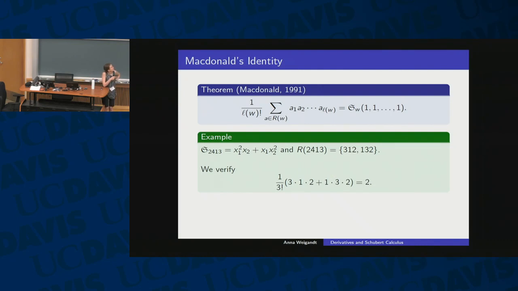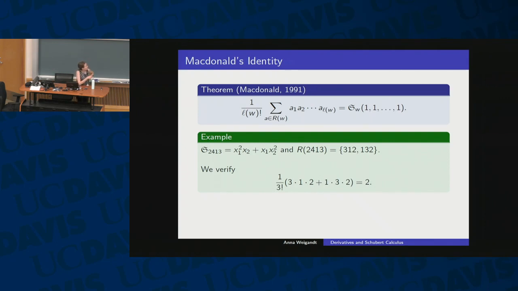It says that if I take 1 over the Coxeter length of w factorial, and multiply that by the sum over reduced words for the permutation, where I take the product of the things in the reduced word, then that is the same as plugging 1s into the Schubert polynomial. So plugging in all 1s and doing that evaluation. For example, for 2, 4, 1, 3, there are 2 terms in this Schubert polynomial. It also happens to have 2 reduced words.